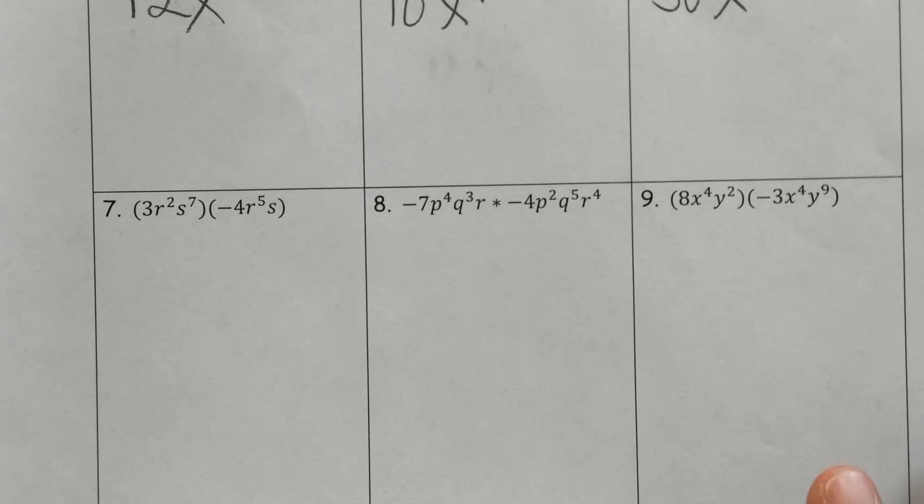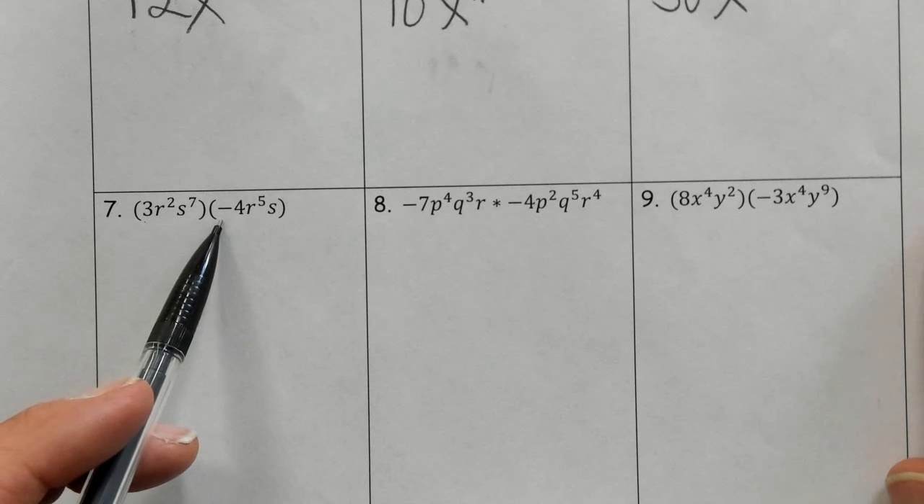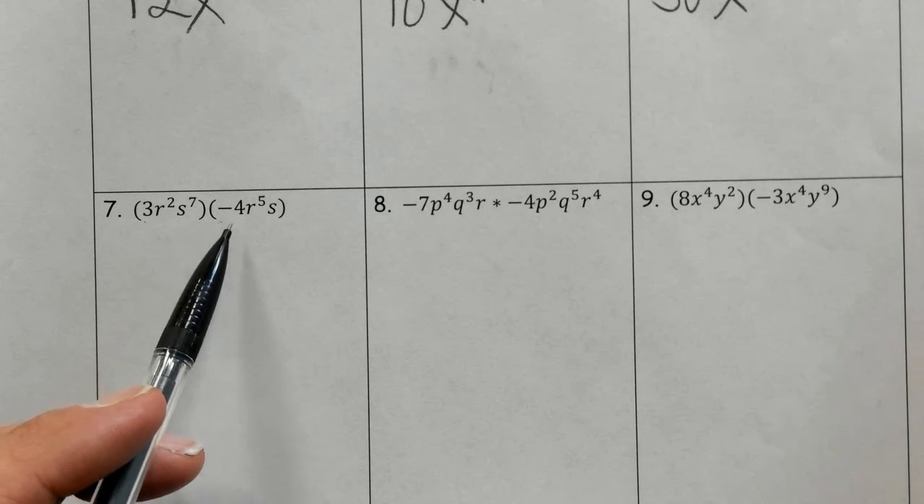Let's take a look at number 7. And now, once we get to this one, the other thing that we now have to take into consideration is the sign of the coefficients.